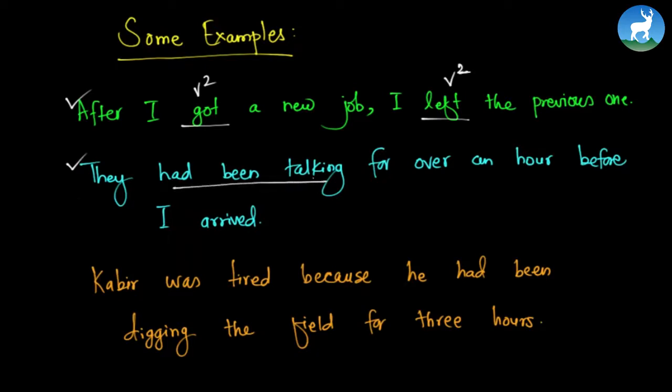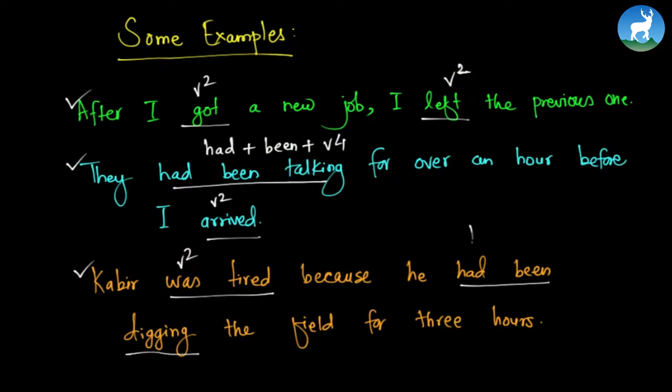They had been talking for over an hour before I arrived. A V2 on the second part. In the first part, we have had plus been plus V4. Let's look at the third example. Kabir was tired. So this is V2 simply because he had been digging. So we have a structure had plus been plus V4 for the field for 3 hours.